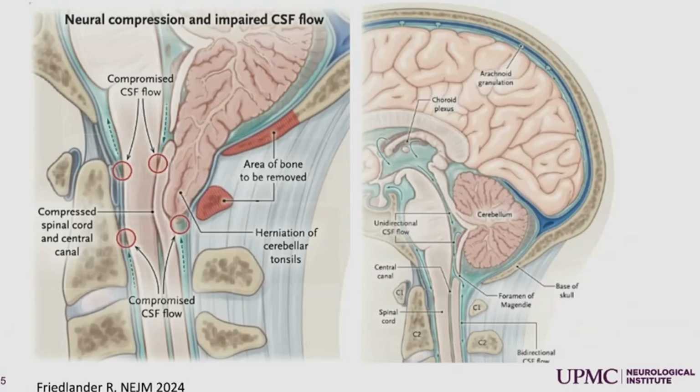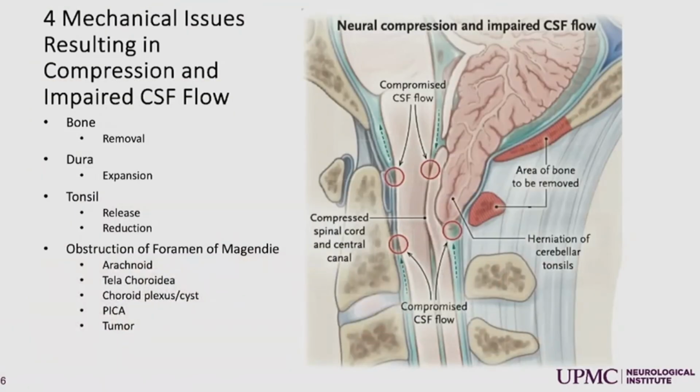What are the reasons that this happens, and what are the points of blockage? There are 4 mechanical issues resulting in compression and impaired CSF flow. You have the bone in the back of the skull, as well as what's called the C1 arch that is pressing on that area, which would be normal if there weren't herniation. So you have pressure from the bone, pressure from the coverings of the brain called the dura, and the cerebellar tonsil itself that is compressing.